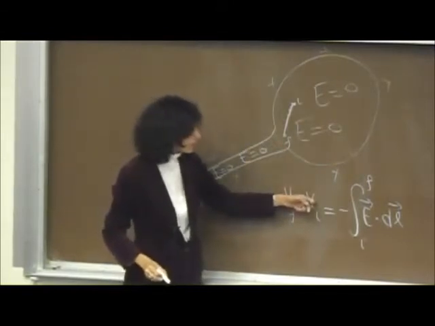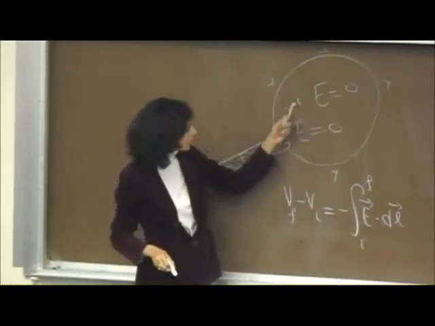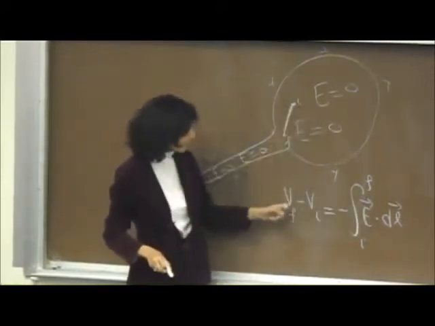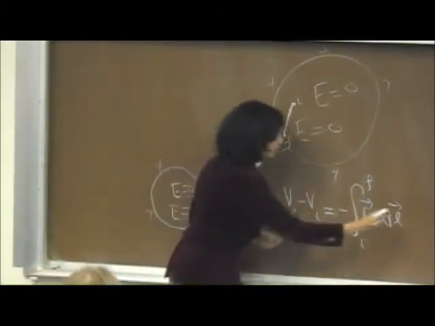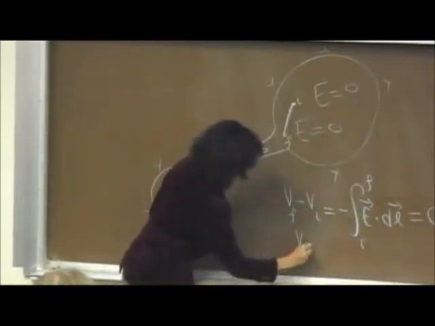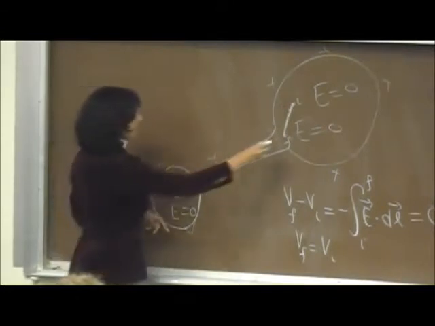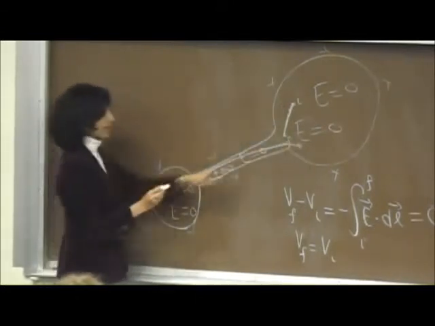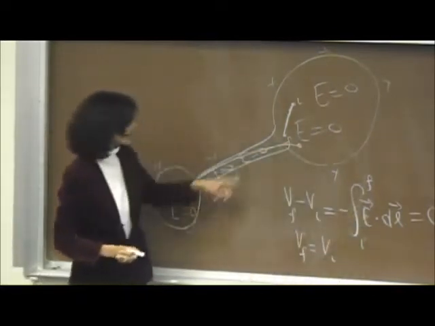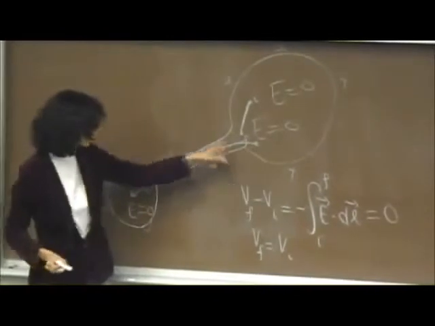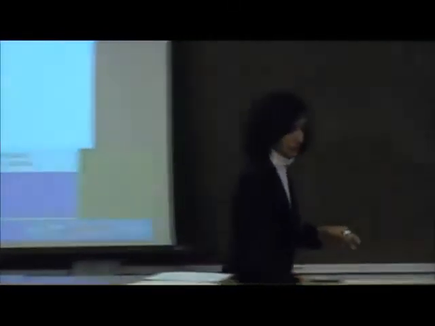The only way it can be 0 is if, when I go from here to here, the electric field is 0 everywhere. That means V final minus V initial is 0, and that means V final is equal to V initial. And that means the potential everywhere is the same. Whether I look at here, if I go from here to here, it doesn't matter. The electric field is 0 everywhere here, so integral E dot dl is 0. That means V final minus V initial is 0, which means the potential is the same. Is everybody clear on that? Okay, let's move on.